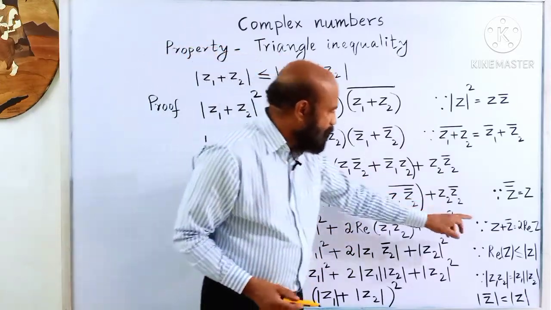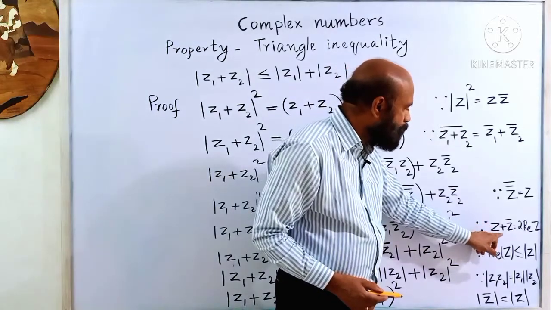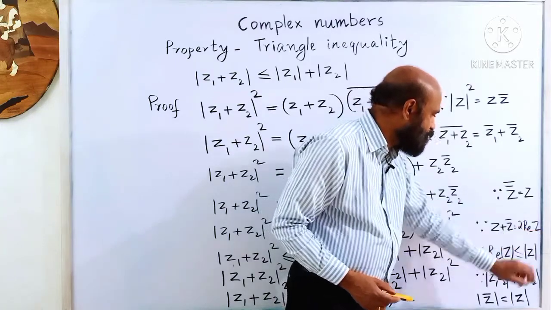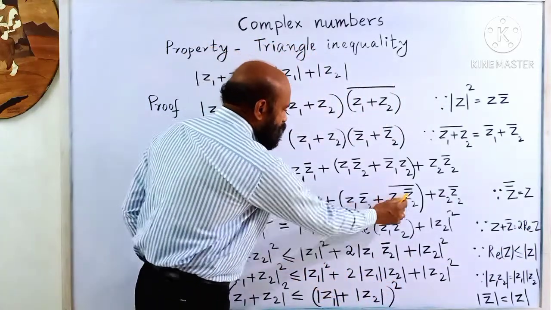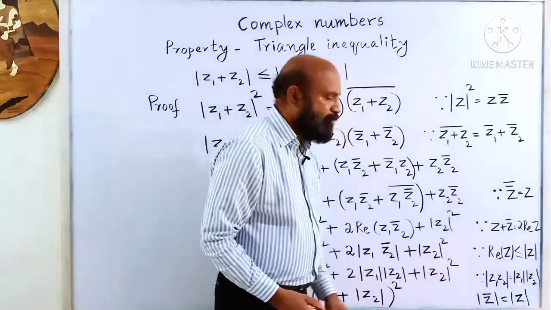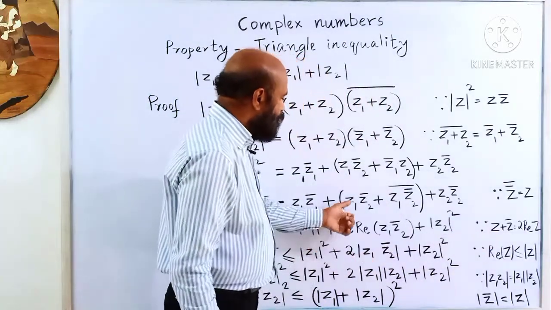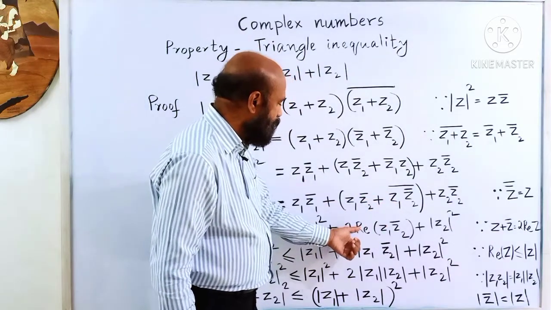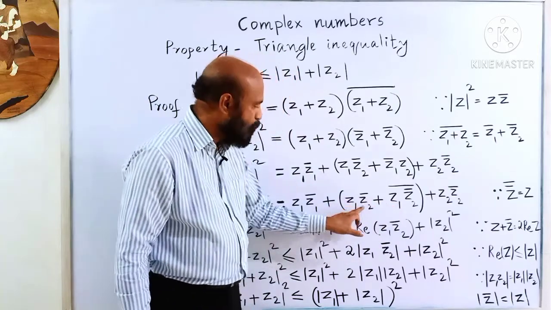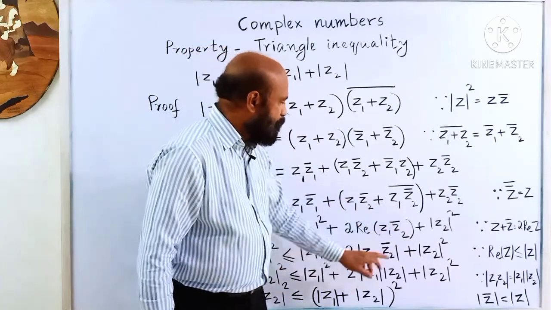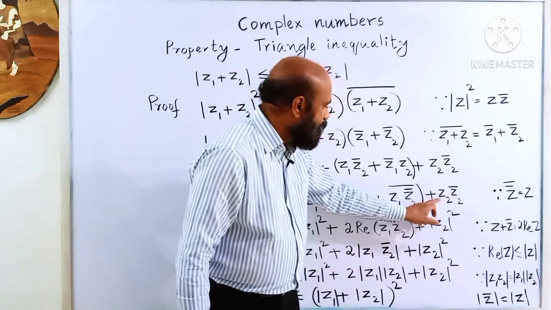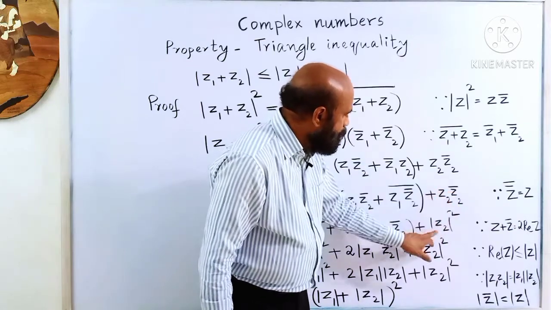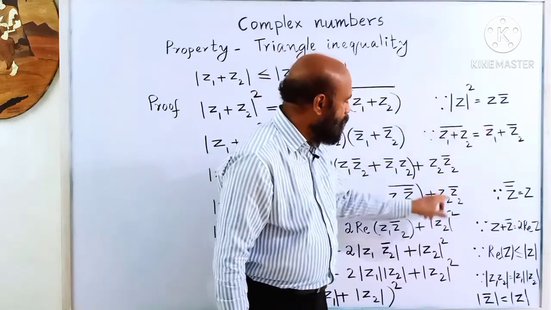Then next, we can use this property: if a complex number is added to its conjugate, it will be 2 times the real part of the complex number. This is another property that we can see later. So if a complex number is added to its conjugate, it will be equal to 2 times the real part of the complex number. Here the complex number is Z1 into Z2 conjugate. Plus, a complex number multiplied by its conjugate will be its modulus square. That is this property again we are using.